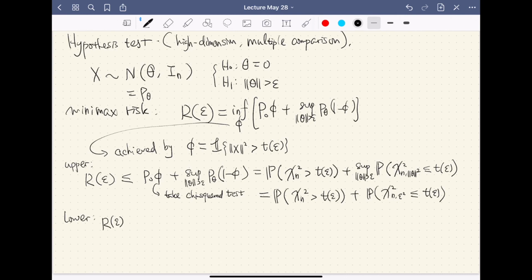In the lower bound, we put a prior on the space of the alternative hypothesis, right? We basically put a prior that is uniform over theta with norm theta equals epsilon, right? And we just use the inequality that the worst case risk is greater than the average risk.